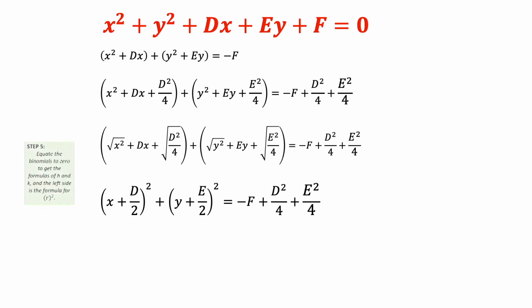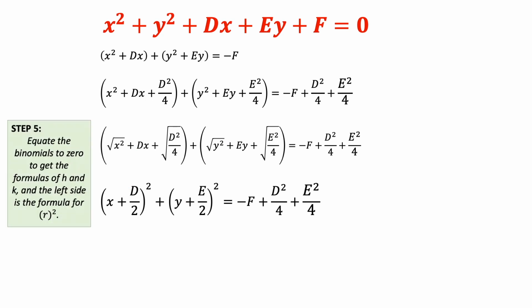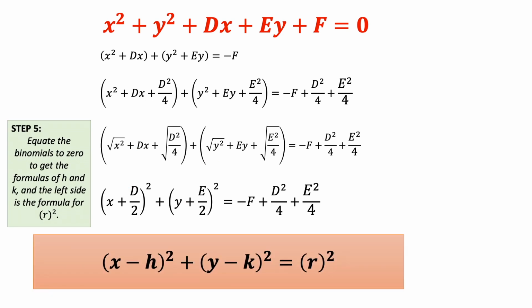In step number 5, as you can see, our equation reflects the standard equation of a circle, where quantity x plus d over 2 squared represents quantity x minus h squared. Then, quantity y plus e over 2 squared represents quantity y minus k squared, while negative f plus d squared over 4 plus e squared over 4 is quantity r squared.